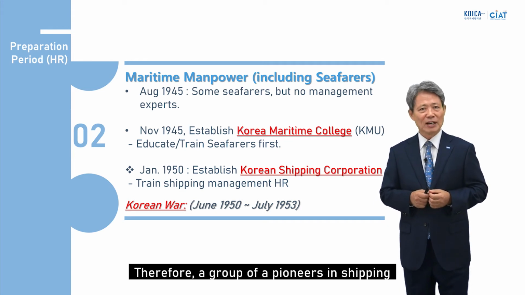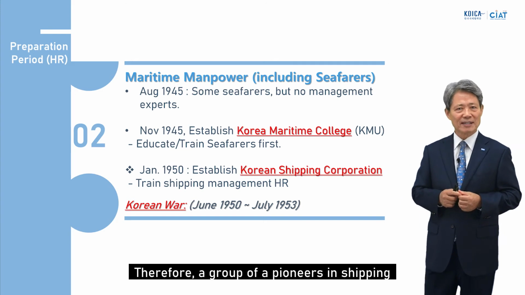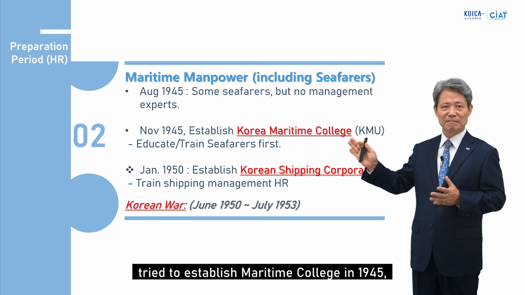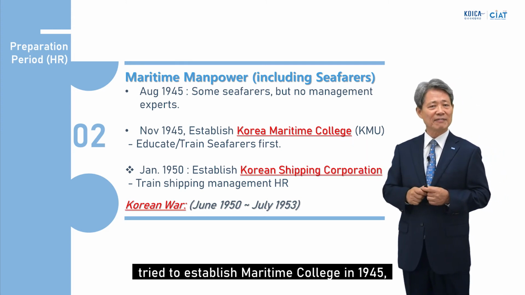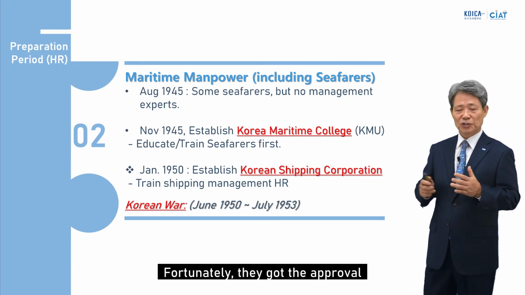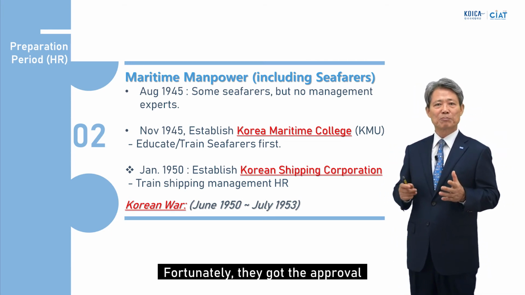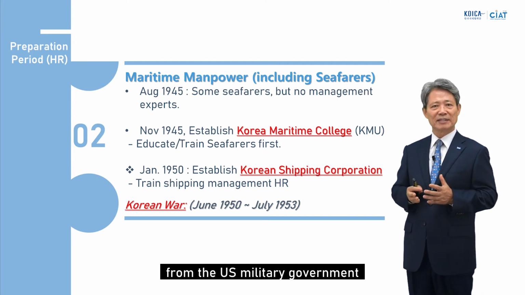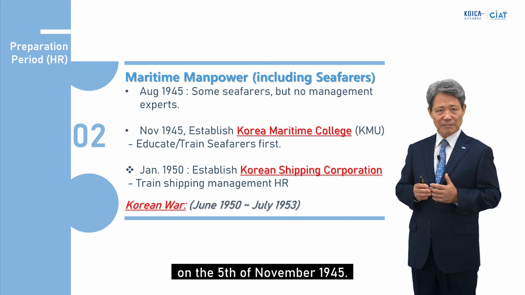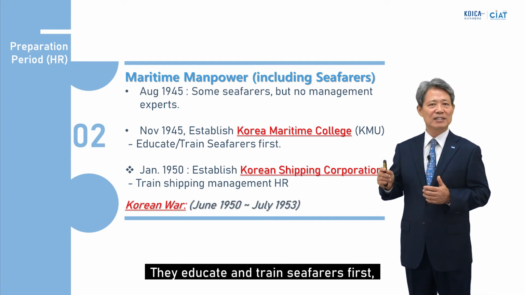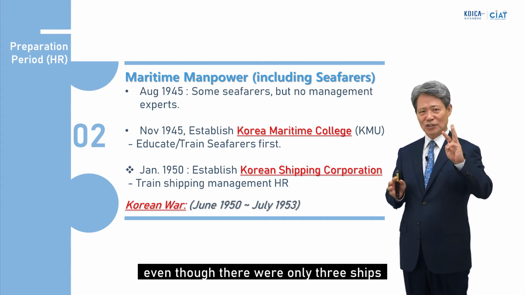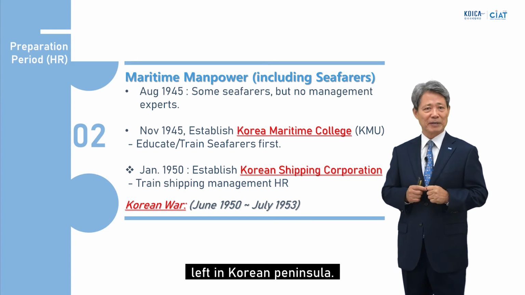Therefore, a group of pioneers in shipping tried to establish a maritime college in 1945, immediately after independence. Fortunately, they got approval from the US military government on the 5th of November 1945 to educate and train seafarers first, even though there were only 3 ships left on the Korean Peninsula.